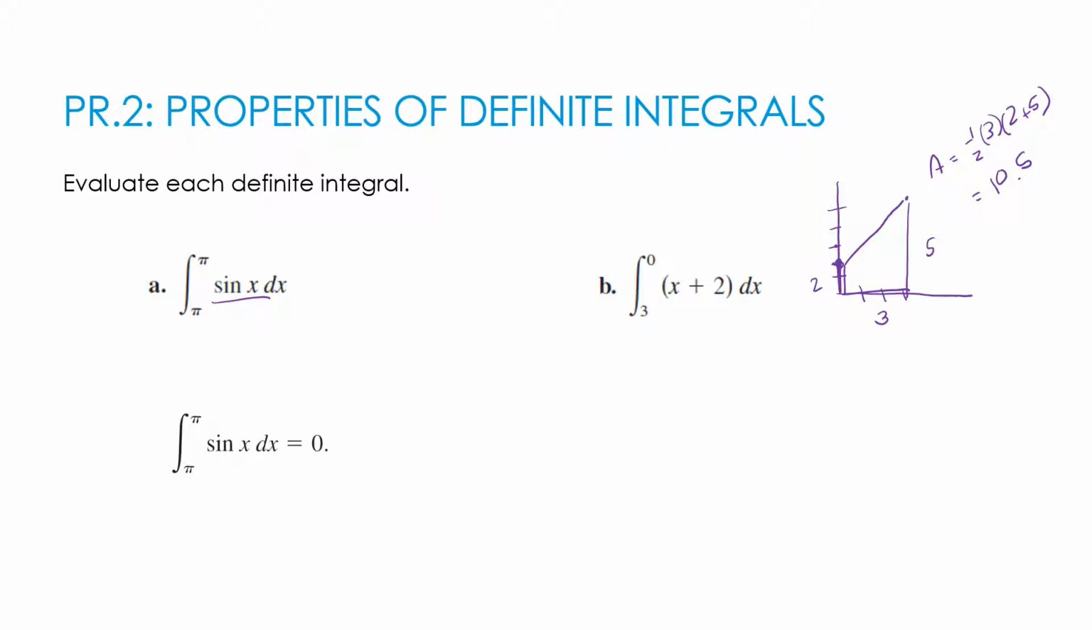So this is saying find the integral from 3 to 0. So from 3 to 0, I'm going to find the negative integral from 0 to 3. And from 0 to 3, I know the answer is 10.5, so my answer is negative 10.5.